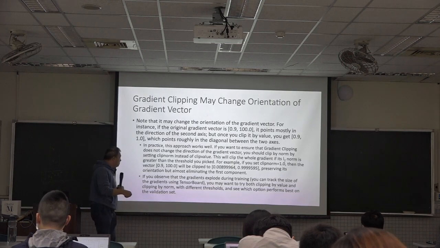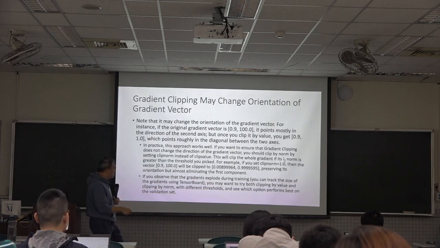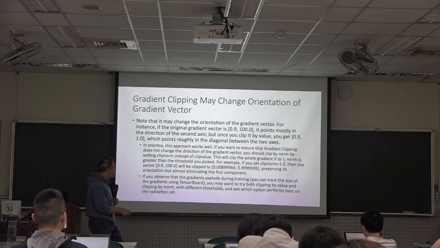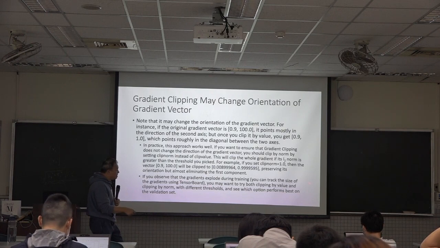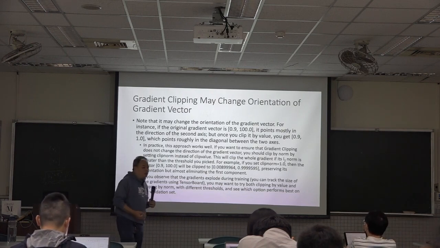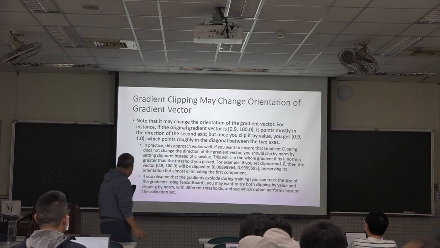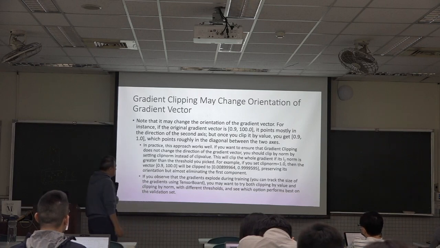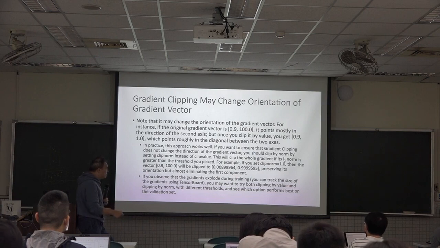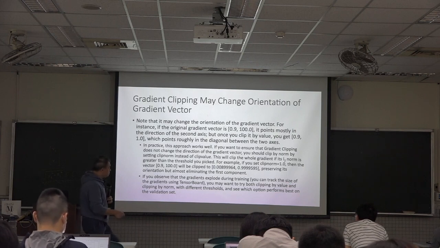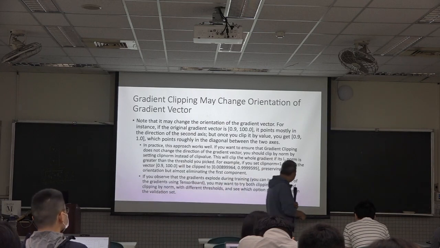If you observe the gradient exploding during training, you can track the size of the gradient using TensorBoard. Remember, I talked about TensorBoard. It is a good visualization tool which allows you to even track the gradient during training. If your gradient becomes larger and larger, or very unstable, then you may have a gradient exploding problem. So you may want to try both clipping by value and clipping by norm, with different thresholds, and see which option performs better on the validation set.